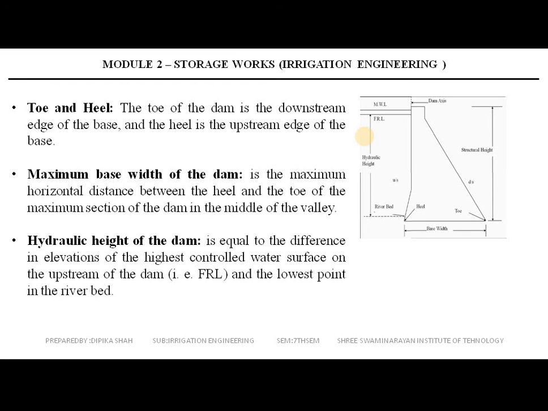Next, hydraulic height of the dam. So it is equal to the difference in elevation of the highest controlled water surface on the upstream of the dam, like FRL, and the lowest point in the river bed, right? So this is the hydraulic height of the dam.